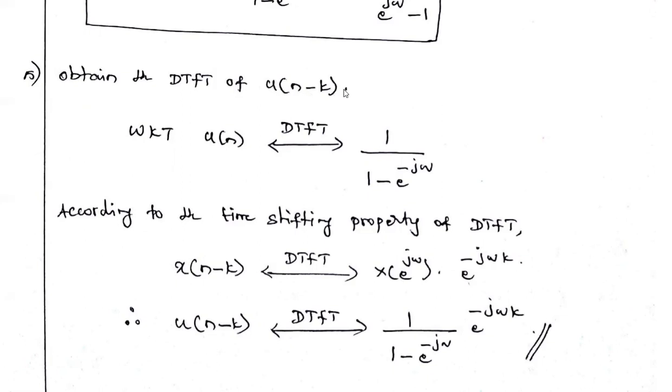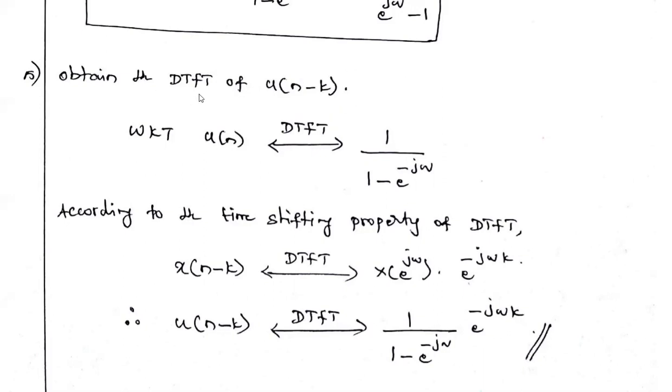So u of n minus k means the delayed unit step signal. A delayed unit step means the signal starts at n equal to k and goes to infinity, with amplitude 1, 1, 1. For n less than k, the signal has amplitude 0. So this is the delayed unit step signal.